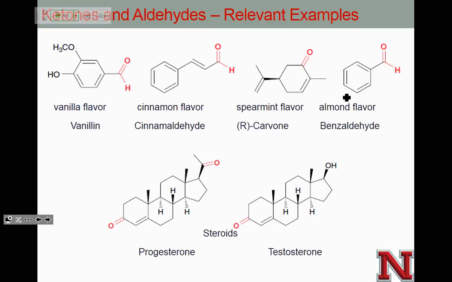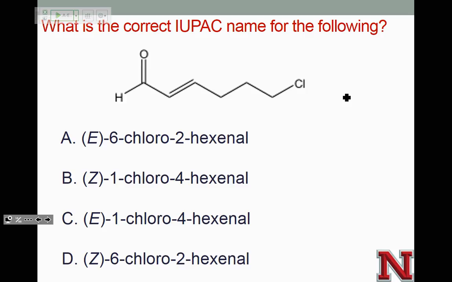Here are some relevant aldehydes and ketones. All of these are natural products. My favorite to work with is benzaldehyde because it smells like almond. I really like almond flavoring. We worked with vanillin in the lab, so there's your vanilla flavor, and of course, that has an aldehyde. Cinnamon flavor is commonly called cinnamaldehyde because it has that aldehyde, and often common names are named that way. But we'll talk about the IUPAC naming of a lot of these. And then, of course, we have a lot of ketones and aldehydes in natural hormones like progesterone and testosterone. So, of course, we've got to talk about naming these.